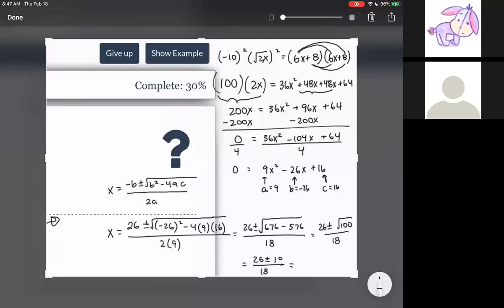Okay, so we get two answers here. We get 26 plus 10 over 18, and we get 26 minus 10 over 18. That's why we have the plus or minus.